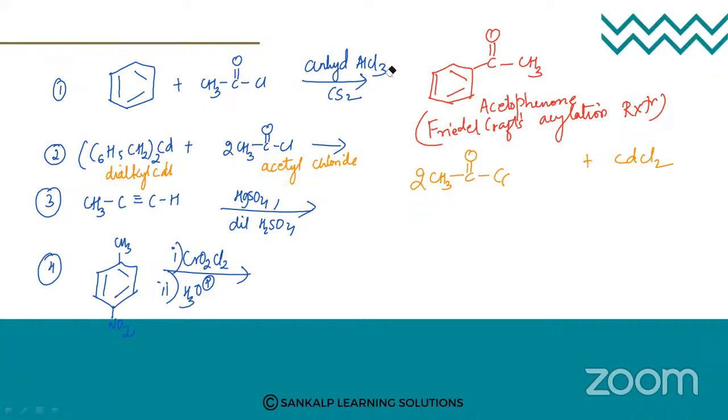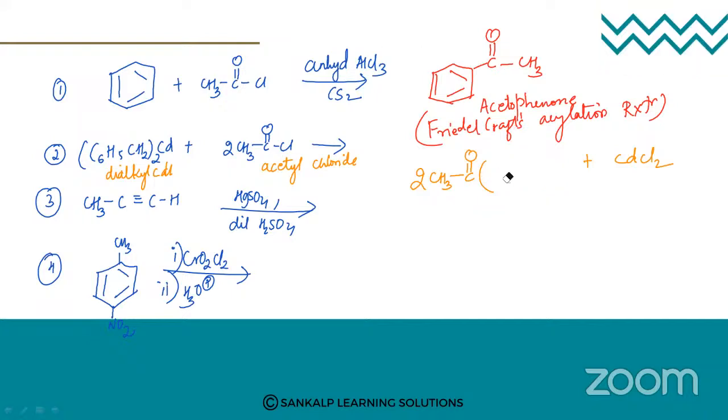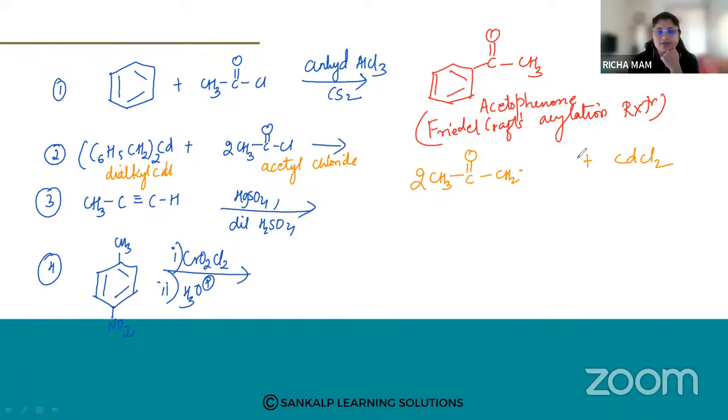C6H5, single bond, CH2. Okay, we'll take it as CH2, C6H5. So this is the compound, and we are going to get this particular compound.